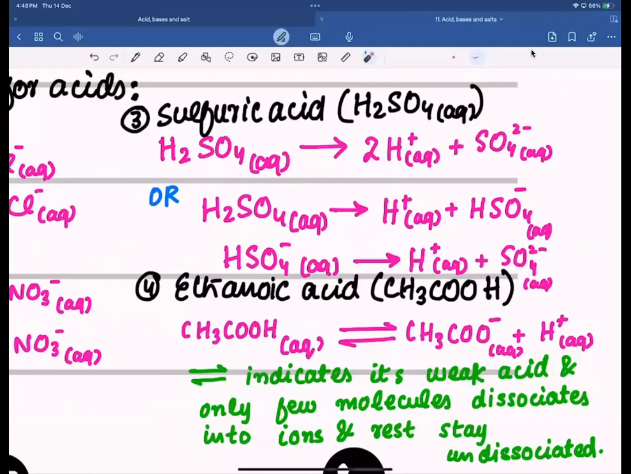Okay, complete this quickly. Sir, ethanoic reversible, no? Hmm? Sir, ethanoic. Yeah, and carbonic acid is also a weak acid.